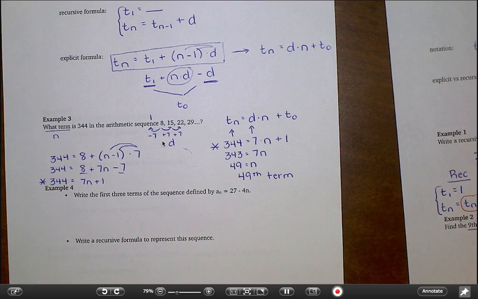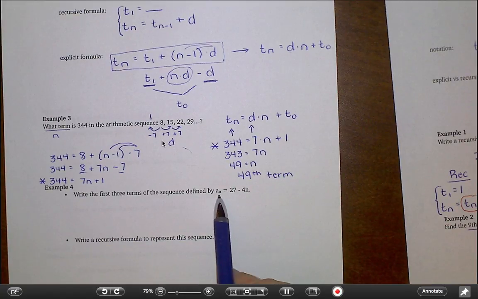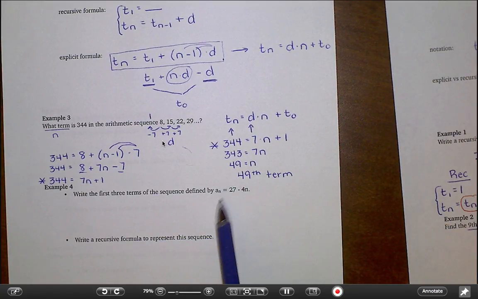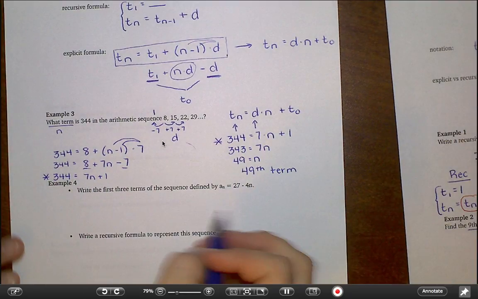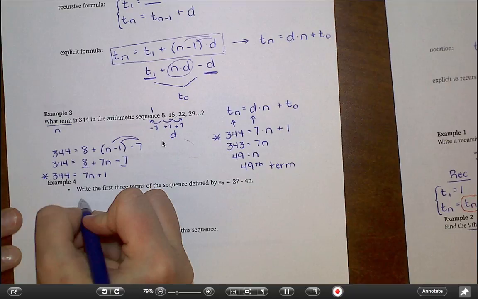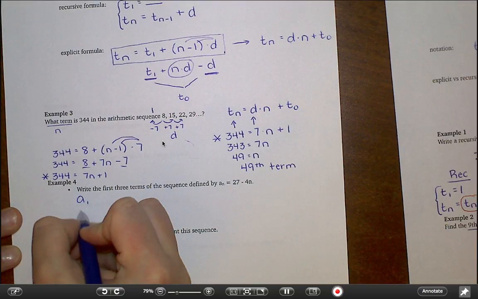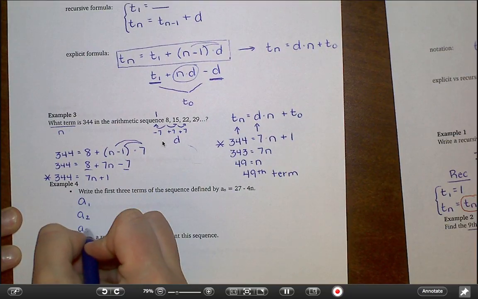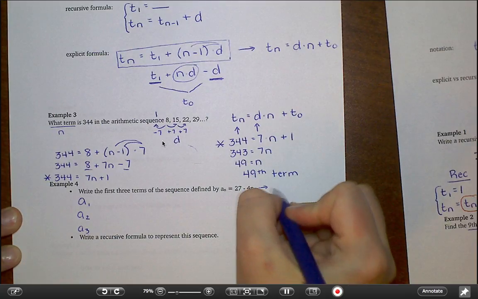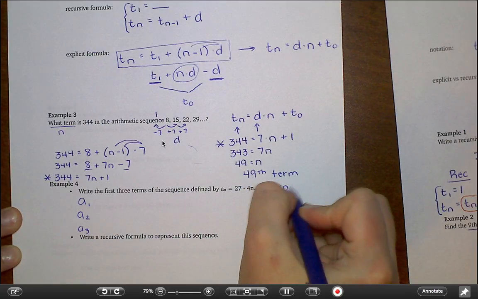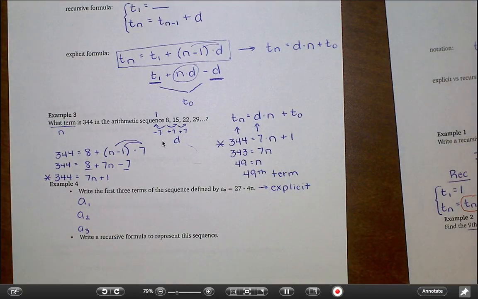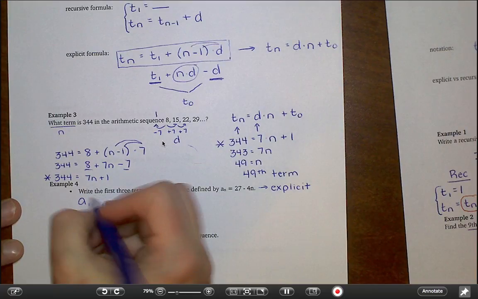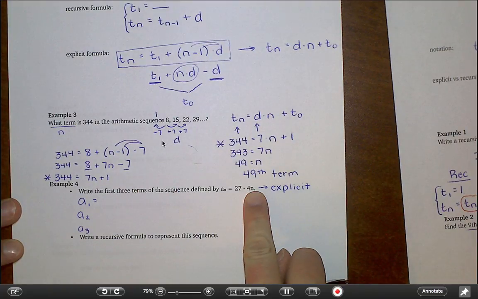Example 4. Write the first 3 terms of the sequence defined by a sub n. A sub n is the same as t sub n. That just represents an arithmetic sequence equals 27 minus 4n. So the first 3 terms means I want a1, a2, and a3. And this right here is an explicit formula. It doesn't give me the 2 parts like a recursive formula. It doesn't define anything based on the previous term. So it is explicit, which means when I want term 1, I'm plugging in a 1 for n.